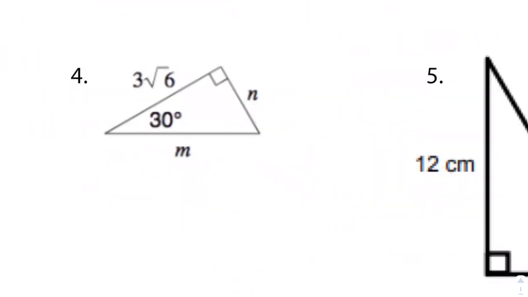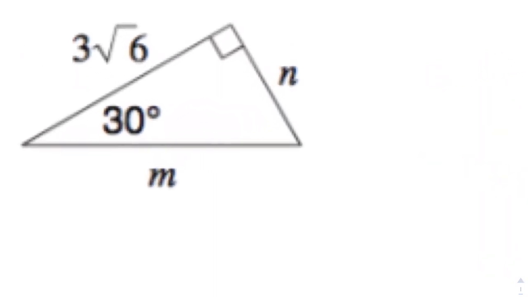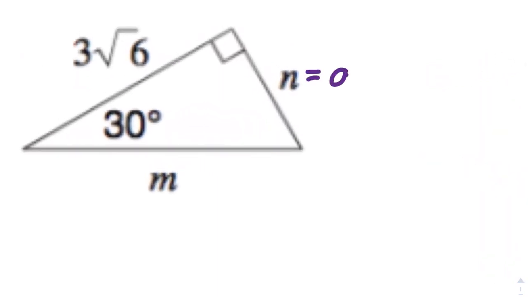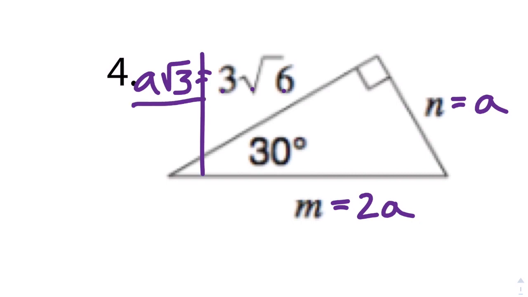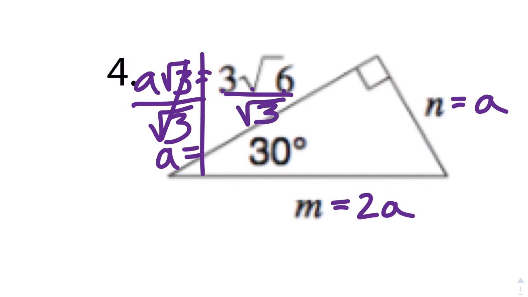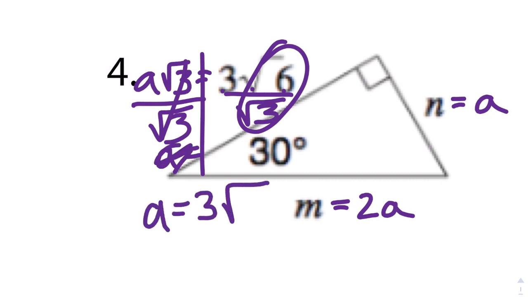All right, next example. Again, we start by labeling. Our shortest side is a. Our longer side is a root 3. And our hypotenuse is 2a. We start with the number they gave us, the 3 root 6. I'm going to divide by radical 3 because I'm trying to solve for a. I need to get a alone. So if I divide by radical 3, this is why we did all that dividing and multiplying polynomials before, because now I can simplify this to 2. So our a is actually 3 radical 2.